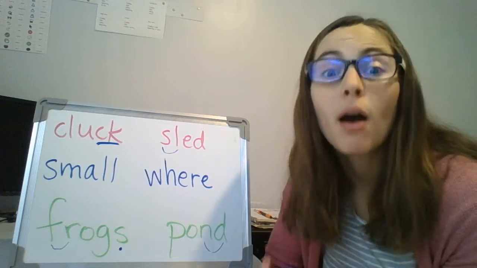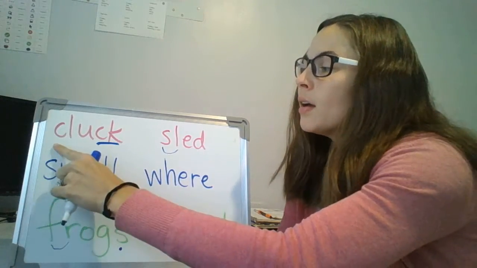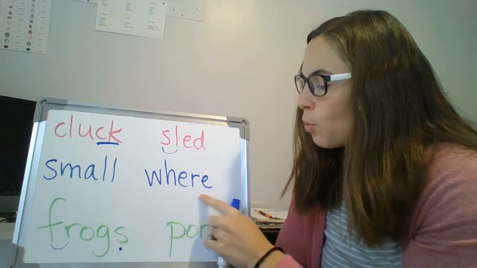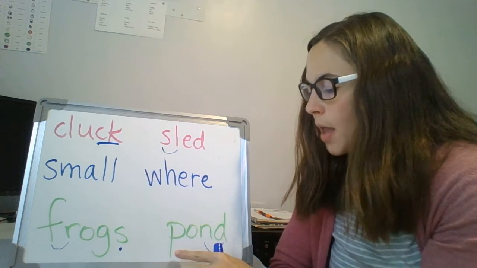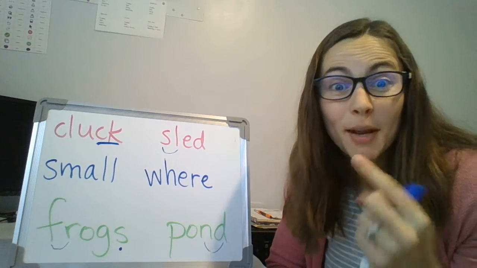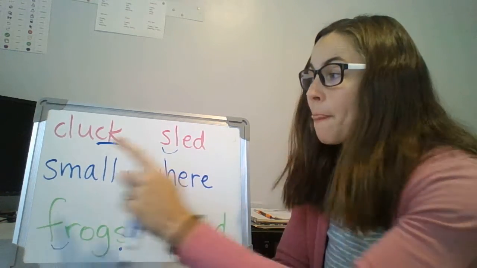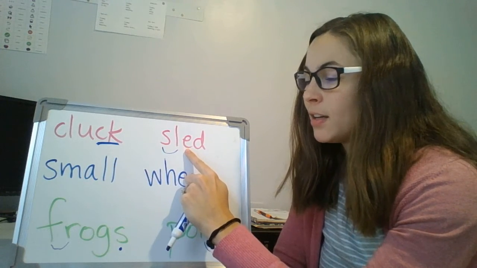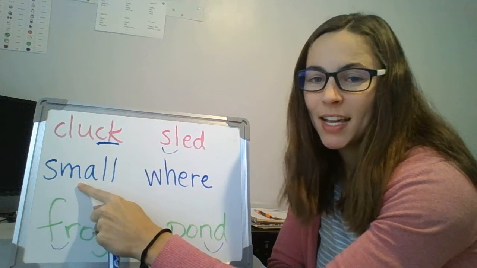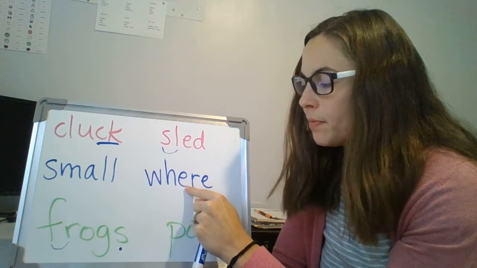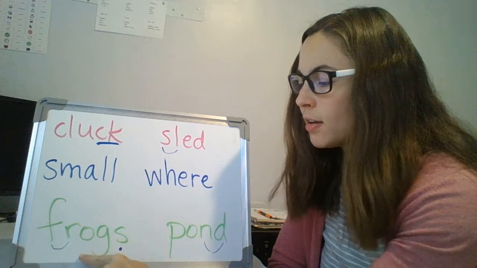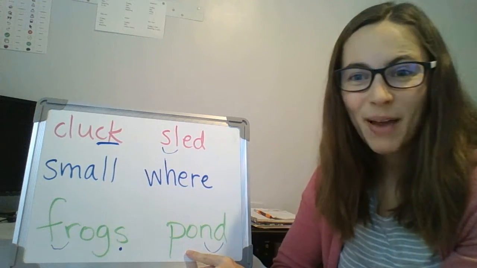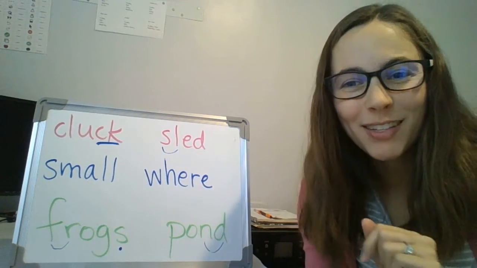Now let's see if we can read them all again. Cluck, sled, small, where, frogs, pond. All right, now let's see if you can read them before I do. Ready? Cluck, sled, small, where, frogs, and pond. Good job. Awesome work.